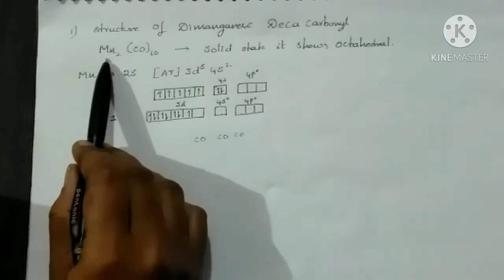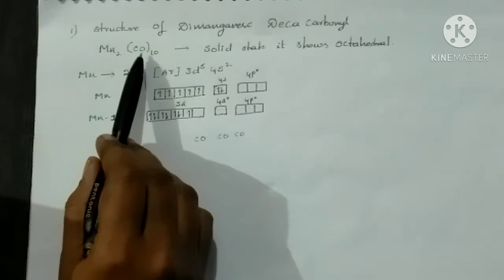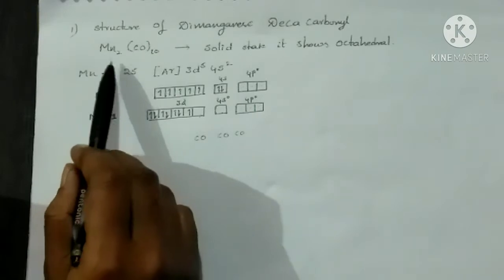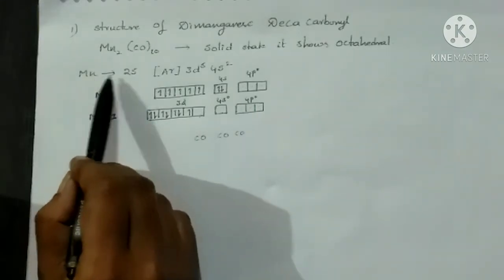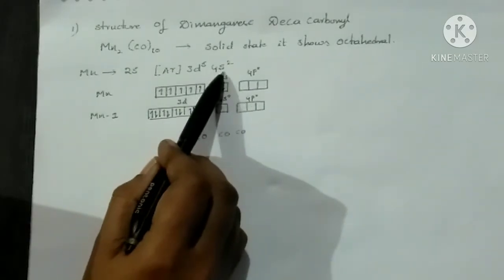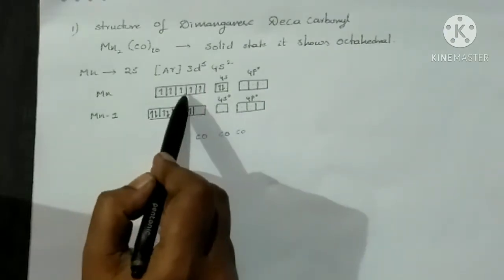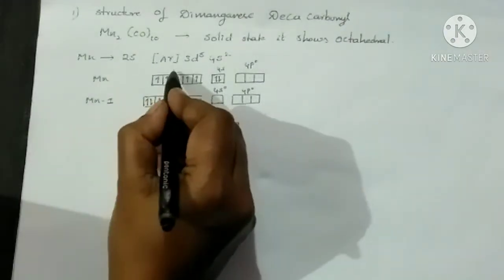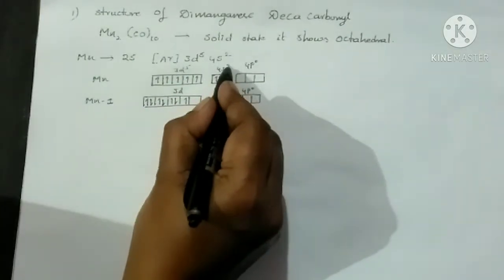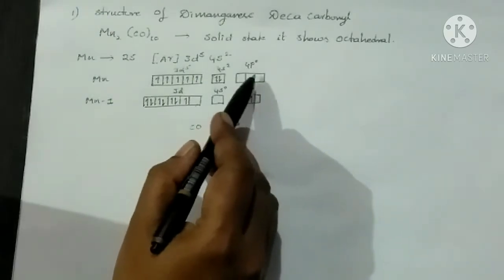In this, each manganese is bonded with 5 carbonyl groups, and the sixth bond is between the two manganese atoms. We know that the atomic number of manganese is 25 and it is written as Ar 3d5 4s2. So the manganese electronic configuration has 3d with 5 unpaired electrons, 4s with 2 electrons, and 4p is totally empty. All three 4p orbitals are vacant.